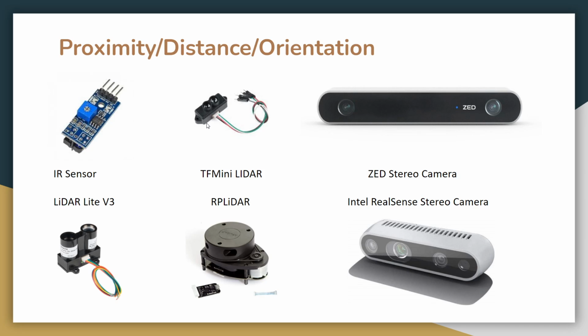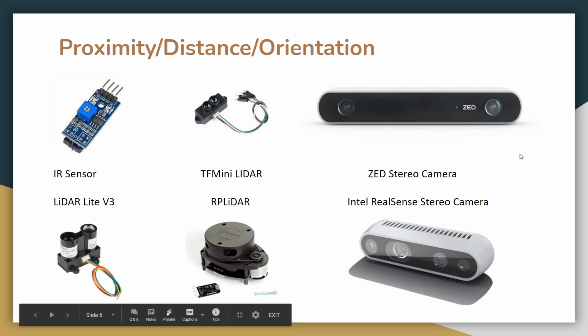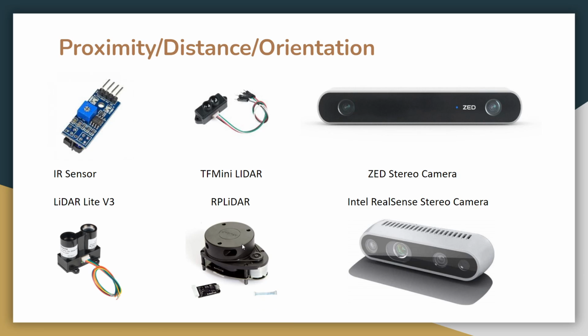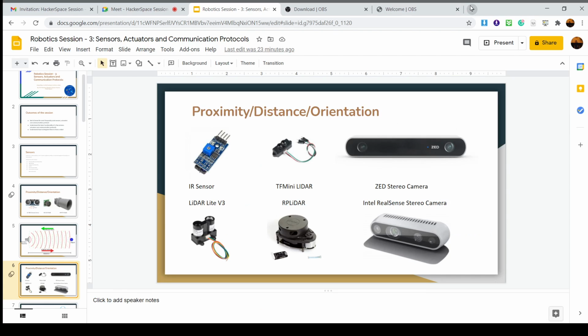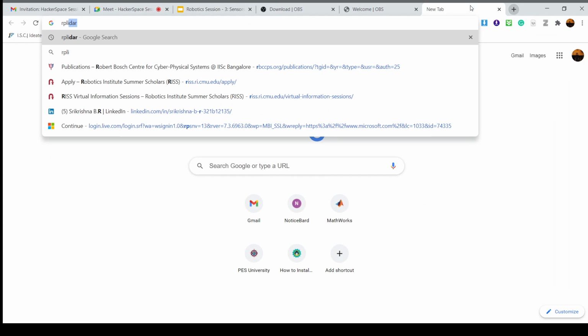To overcome this problem, these three proximity sensors are present. This one, the RP lidar, has a field of vision of 360 degrees. I would like to show you a video of how it works so that you can comprehend it much better. RP lidar working.